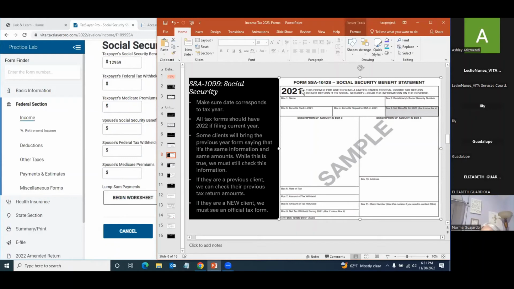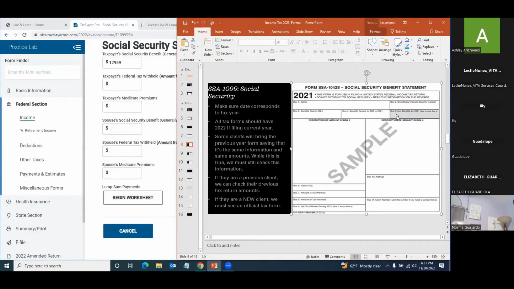Actually, a question: for box 3, is that like if they pay Medicare a year? Because I think my mom pays like $800 to Medicare a year. Would that be listed there? For box 3, no. Usually the ones that we pay attention to are box 5, and then the description for the Medicare premiums and the federal withheld. That's all that matters for the form. Okay.